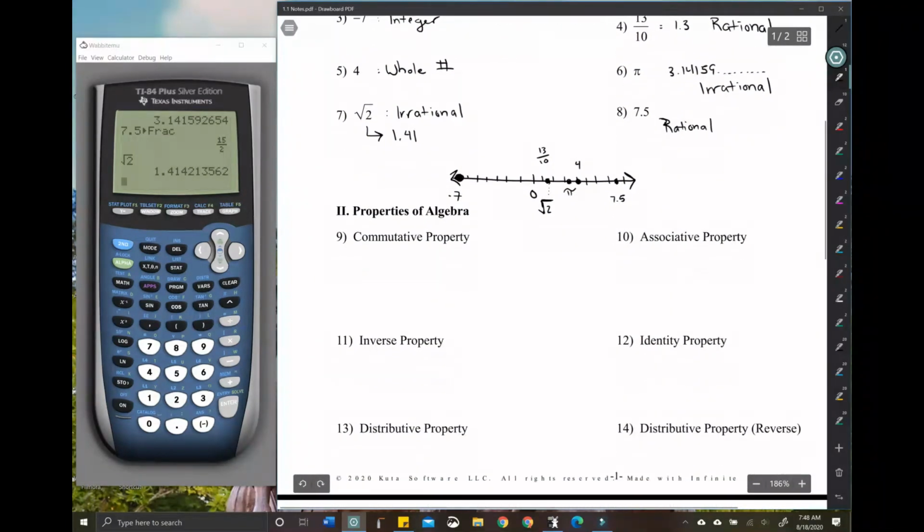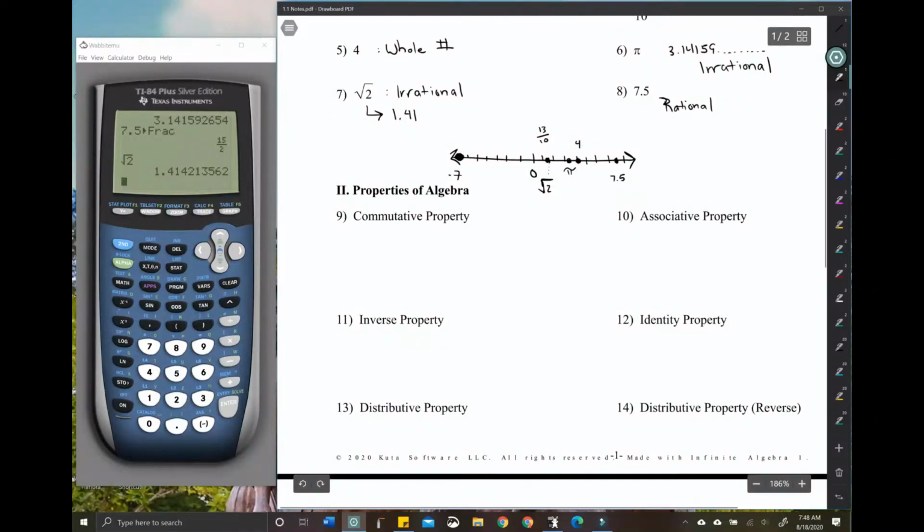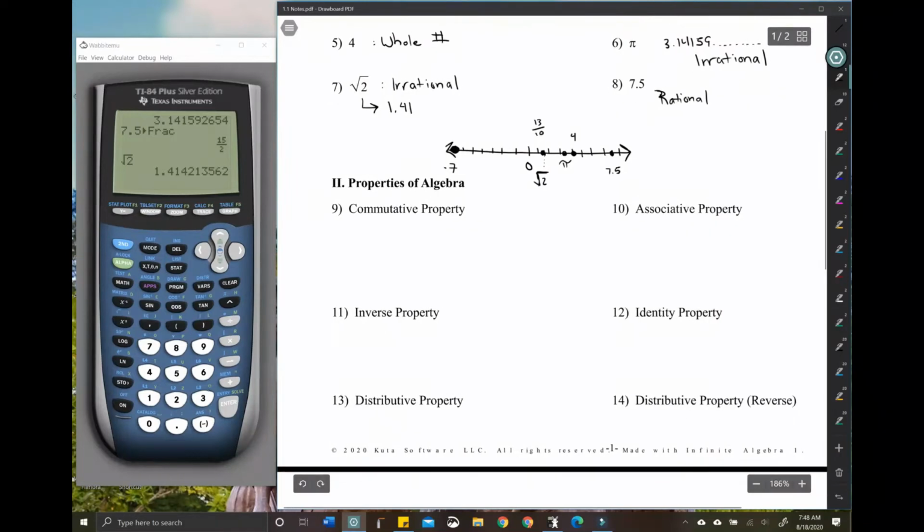The next step, or our next topic, are the properties of algebra. So we have a few properties here. Really, you've done these, you just haven't put a name to them. So the properties of algebra, they can get a little confusing, but we're going to practice these here. First up is the commutative property. So we're going to look at some examples of this here.